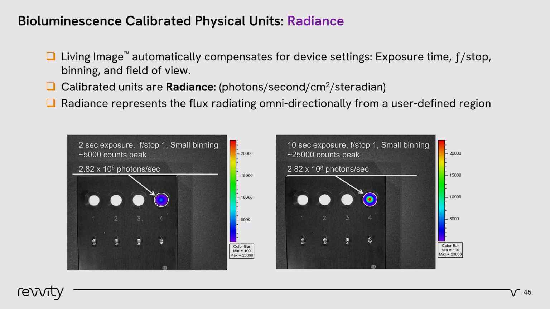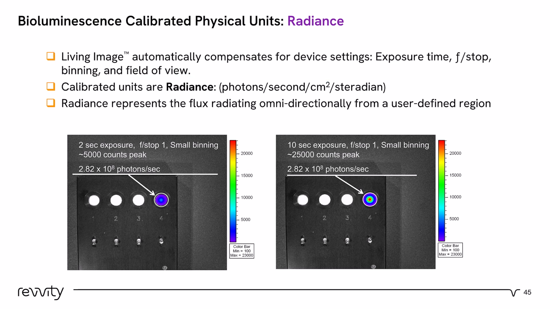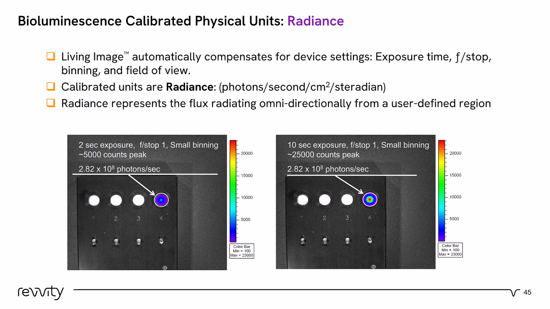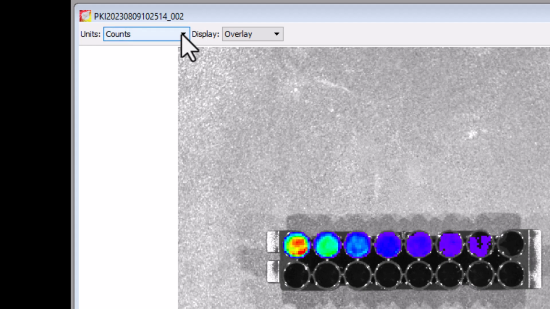To compare datasets, we must account for acquisition adjustments, including exposure time, f-stop, binning and field of view. The calibrated unit of radiance is photons per second per centimeter squared per steradian. Radiance accounts for these changes in acquisition parameters and normalizes images for comparison. Two images taken with different exposure times, f-stops, or binnings can still be compared to one another if the units are converted to radiance. Therefore, before getting your measurements, switch to radiance from the units drop-down box.